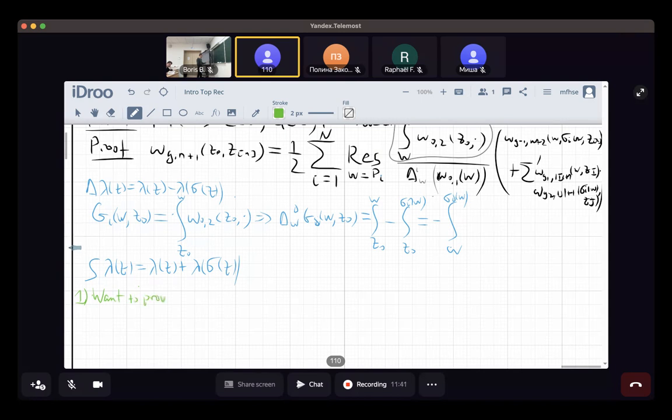Want to prove that S_{z_0} ω_{g,n}(z_0, z_1, ..., z_n) is holomorphic and has a zero of order at least one at z_0, and behind for each i.